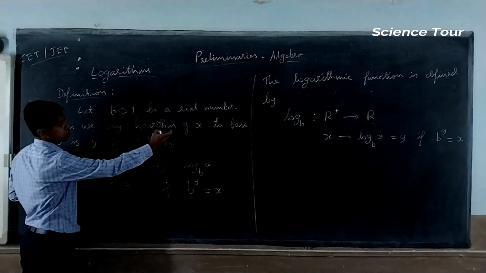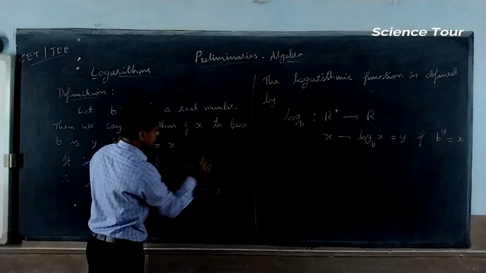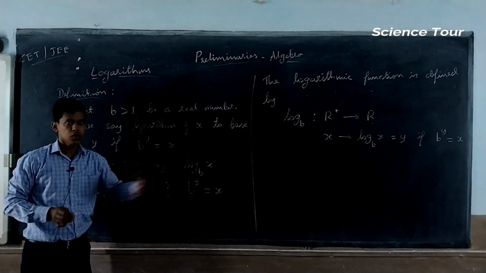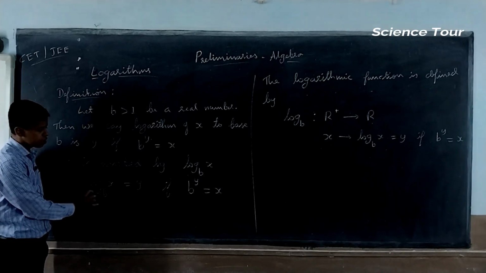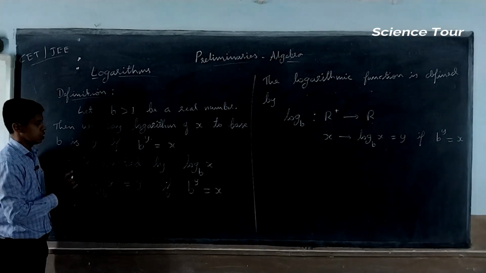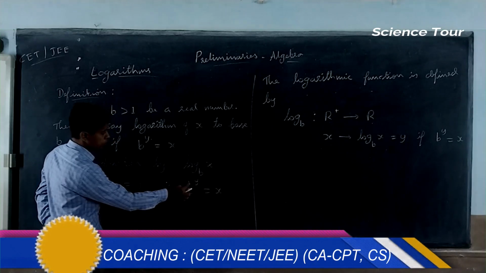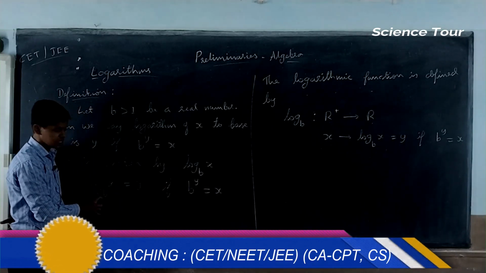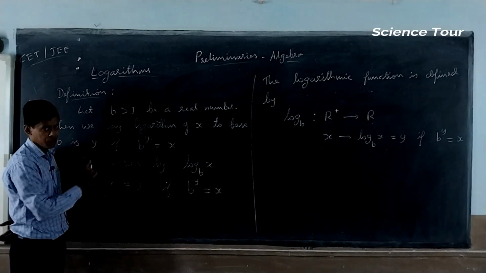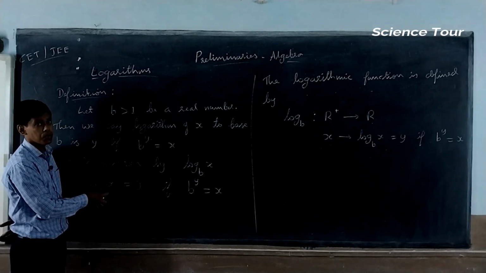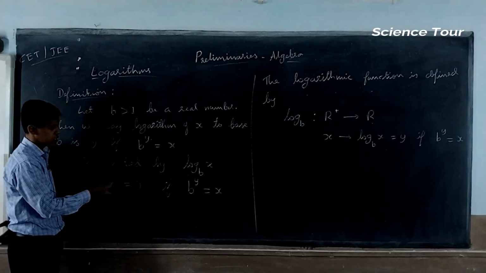So how do you write this logarithm of x to the base b? This is the way you write it. Logarithm of x will be equal to y only if b to the power y is equal to x. Now what is the base for the exponential, and what is the base for the logarithm? They will be the same. Only these will switch their places. This y will come as the power to the base b, and this x will be independent.